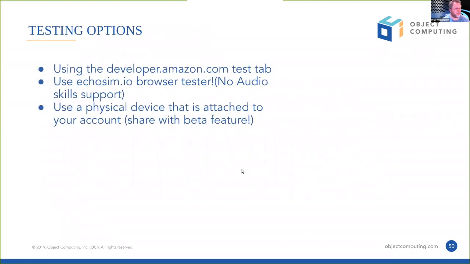All right, so to test this thing, you don't have to have a device even. They're cheap, might as well get one. But if you don't have one, you can use the test tab on developer.amazon.com. You can use echosim.io. This was something a third-party developer had made, I think, and Amazon acquired it. And it's just part of the testing suite now. You can do that. Or use any physical device that's tied to your Amazon account.